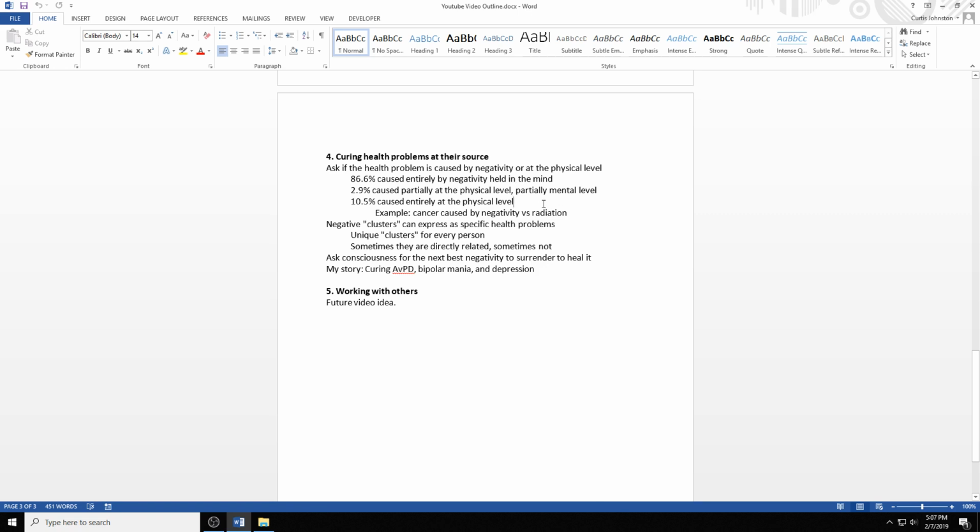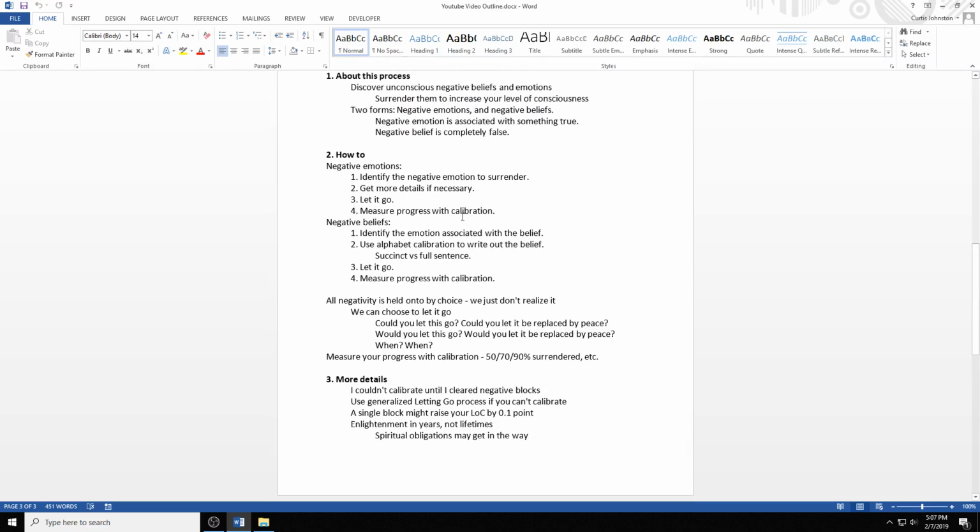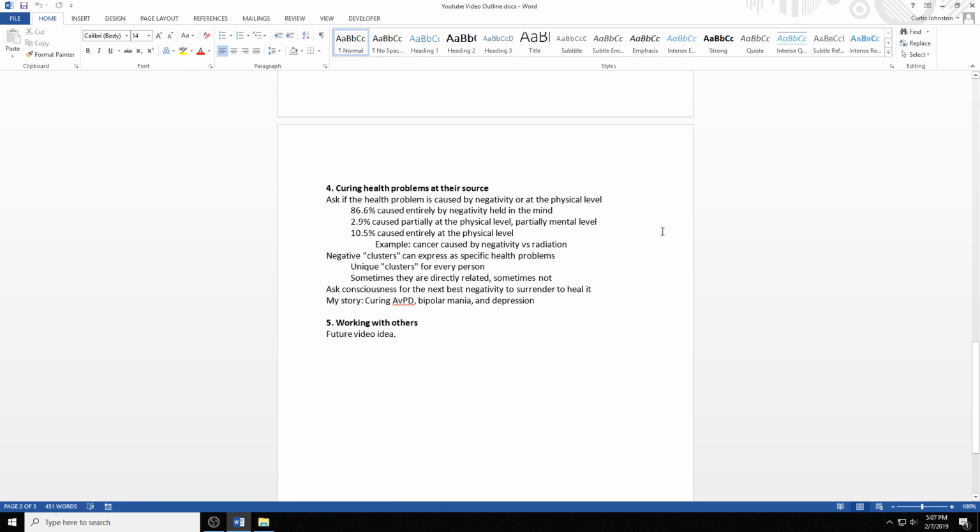So what this means is we can cure almost all health problems that we suffer from, collectively and individually, if we are able to use this process, which if you can calibrate, you can use it. Or if you can't calibrate, you can use the general letting go technique as well. All you do to cure a health problem is start out by asking for permission, and then ask consciousness to identify the negativities within yourself that are contributing to your health problem. You can also use calibration to properly diagnose your health problem to begin with. You just ask what negativities within me are contributing to this health problem.